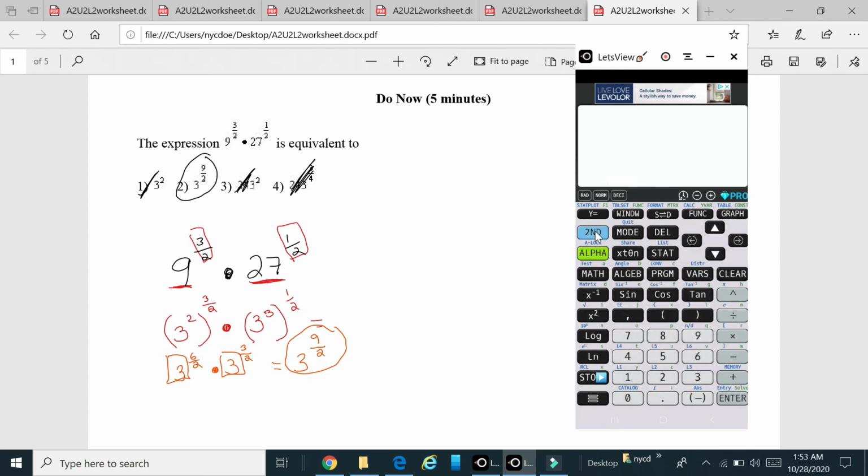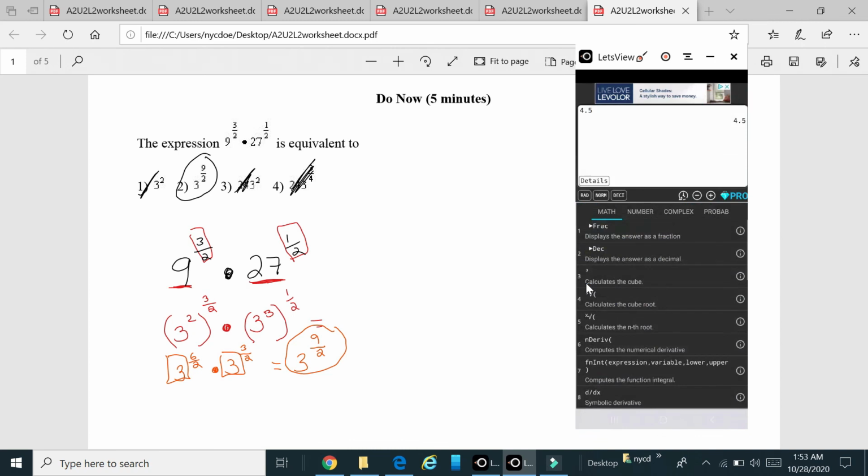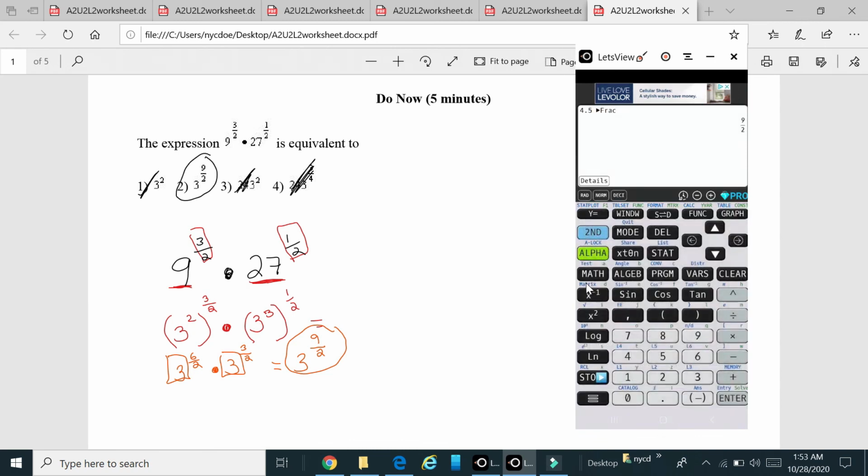All right, let's do this again. 4.5. Then you hit math, 1 frac, and it gives you 9 over 2. Same thing. This calculator is a little glitchy. It's fine. It takes a little practice to get used to.